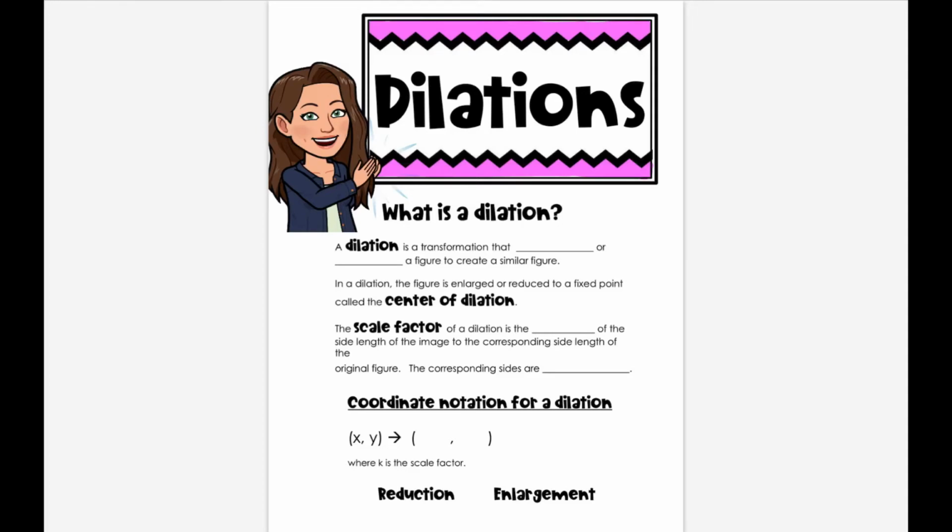Let's talk about dilation. So what is a dilation? This is the last and probably one of the easiest transformations that we'll talk about. But a dilation is just a transformation that enlarges or reduces a figure. So it creates a similar figure, meaning it's the same proportion, the same shape, it's just bigger or smaller. So in a dilation, the figure is enlarged or reduced relative to a fixed point called the center of dilation.